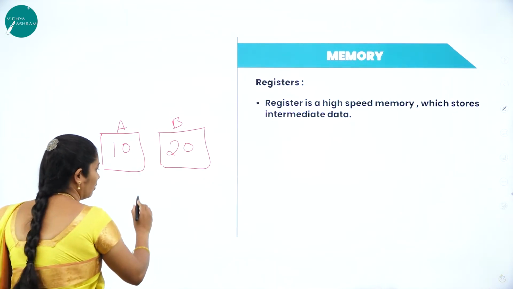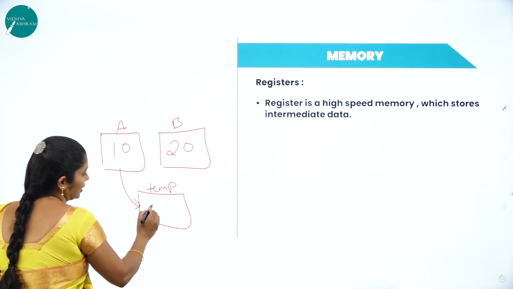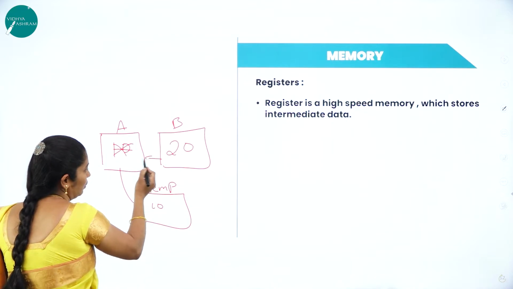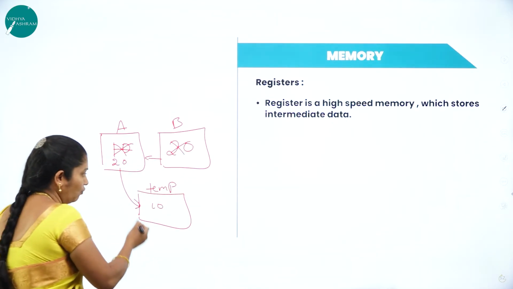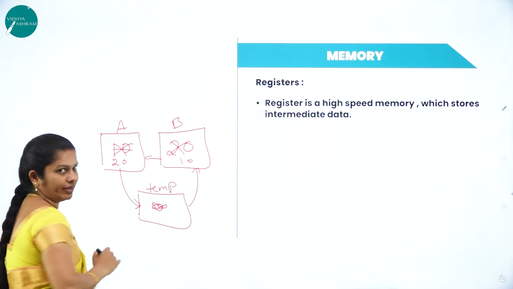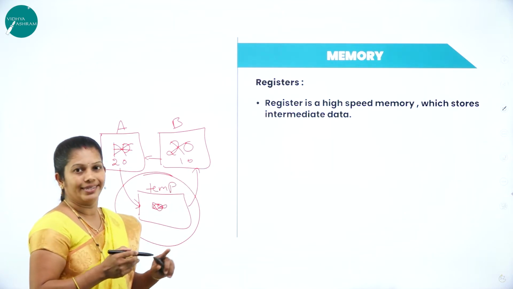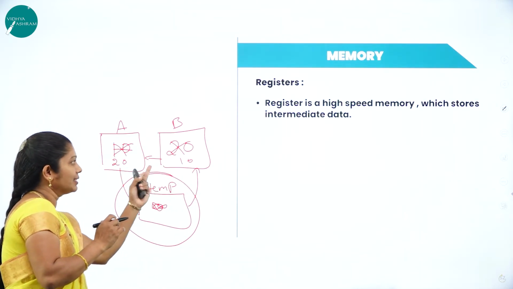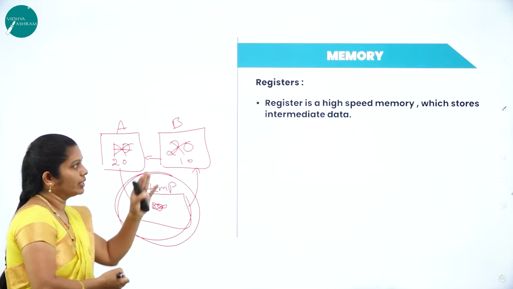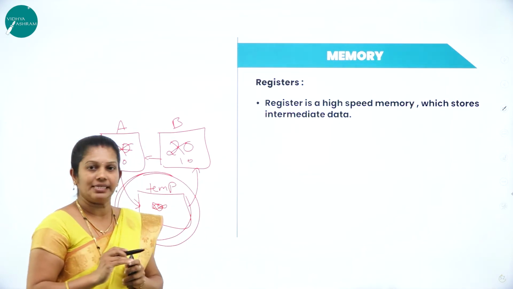Then what we will do is take one temporary place. In the first iteration, the value 10 here we will move to the temporary place. Now this place becomes free. Then whatever value is in B, we will move here. Now this place is free. Then afterwards, whatever value is in the temporary place, we will move here. Now that place is free. That means at processing time, whatever results are generated can be called intermediate data. In this case, when we are swapping the values, we need some place, and some values are generated. That can be called intermediate data. A register is a high-speed memory which stores intermediate data.